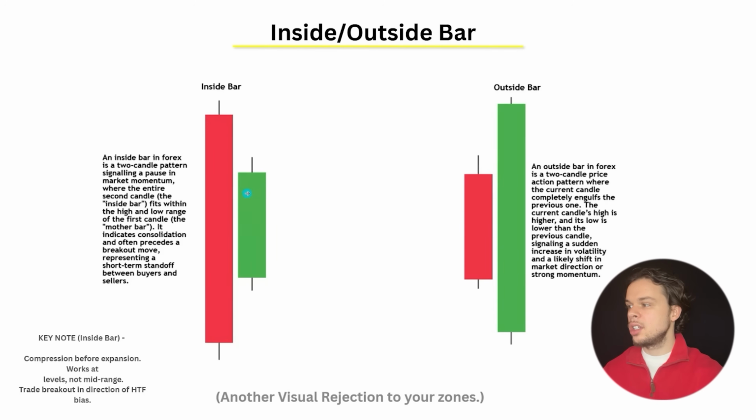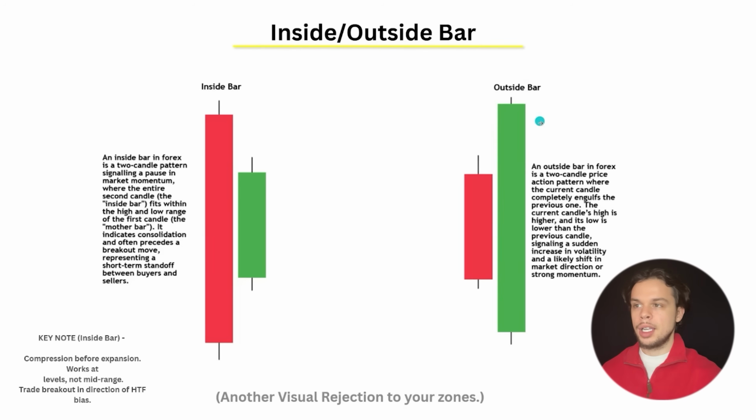It indicates consolidation and often precedes a breakout move, representing a short-term standoff between buyers and sellers. So what that inside bar is representing is a slight pause in the market before it breaks out either onto the upside or onto the downside. And obviously you combine that with market structure and supply and demand to dictate that bias. Your keynote for the inside bar is compression before expansion. They work at levels, not in the middle of a range. So we're looking to trade the breakout in direction of the higher time frame.